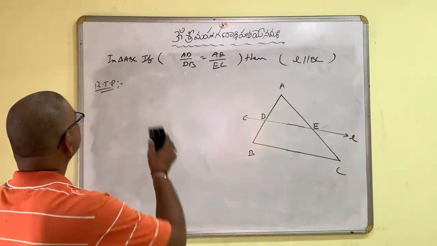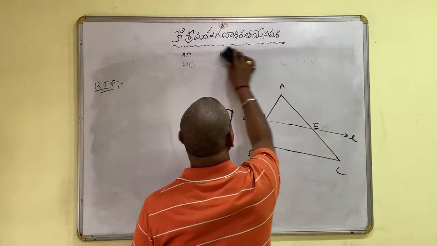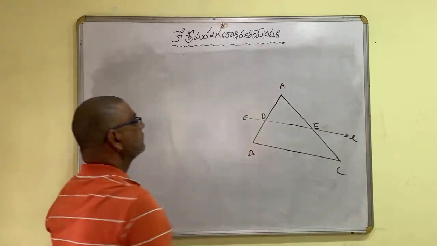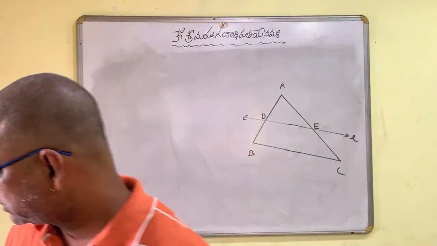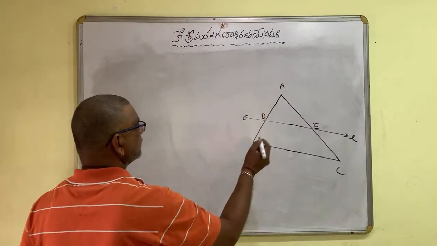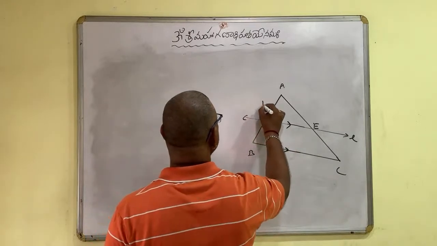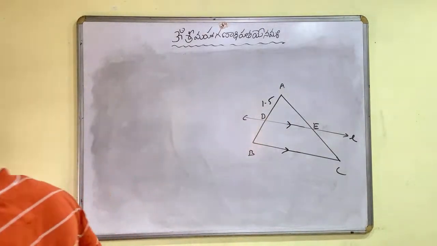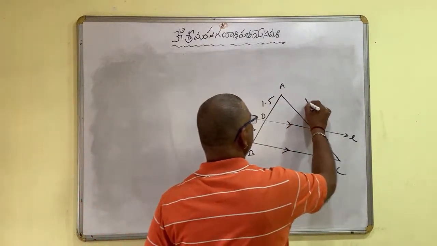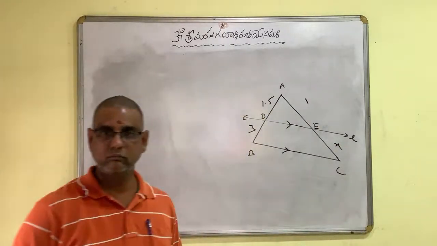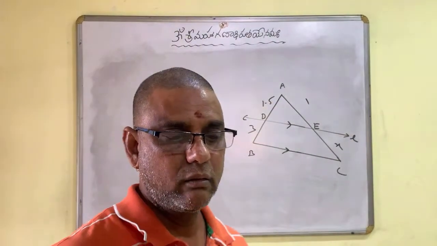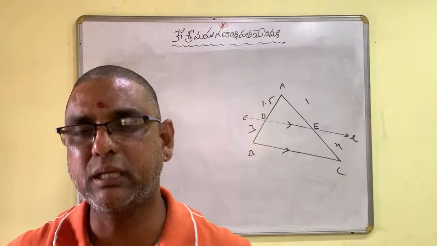Now we will observe some problems. First problem: these two are parallel. This is 1.5, this is 3 centimeters, 1 centimeter, and you need to find this one. What is the value of x? Can we apply the basic proportionality theorem here?